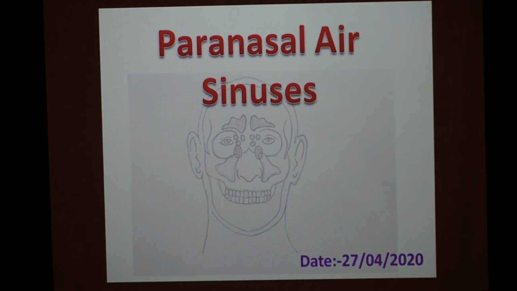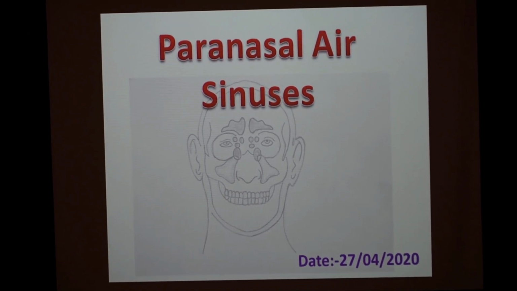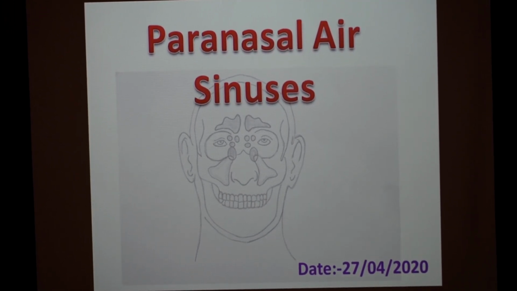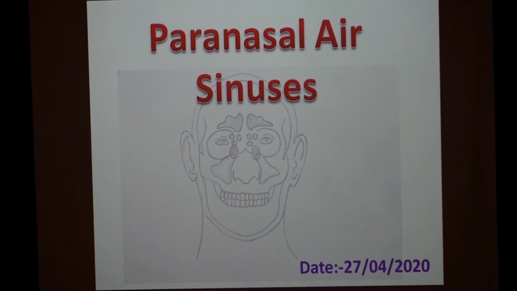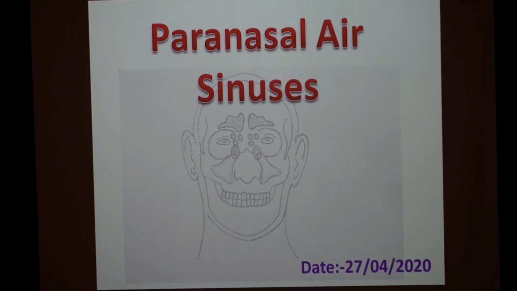Good morning, students. Today's topic is paranasal air sinuses. According to its name, they are situated around the nasal cavity. You already learned about the classification of bone according to shape, the pneumatic bone. So the paranasal air sinus is nothing but the air-containing spaces of bone present around the nasal cavity. That is called the paranasal air sinuses.